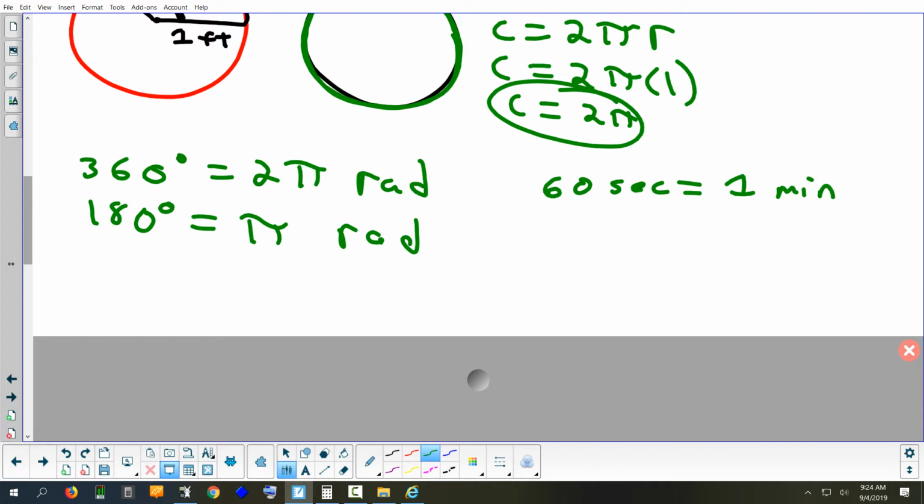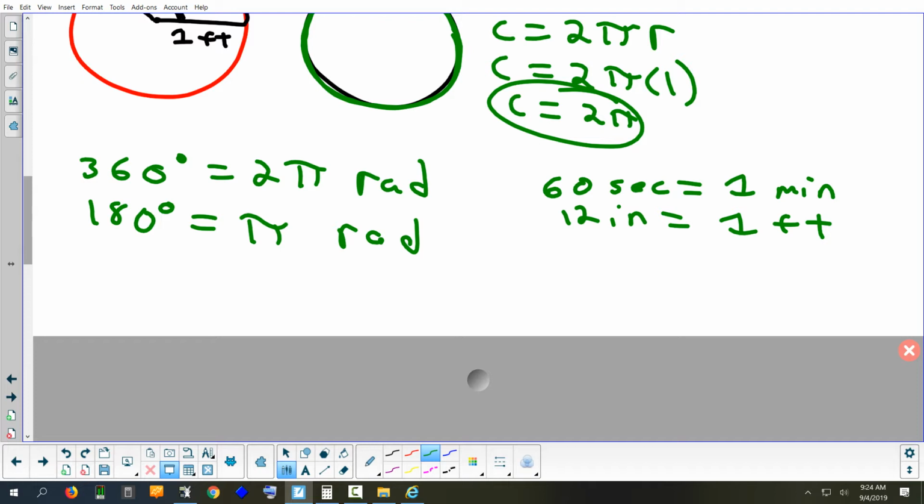Can someone give me another conversion? It could be anything. Length, time, just how do I convert something else to something else? 12 inches equals 1 foot. Now I didn't tell you guys what to tell me. I just said give me a conversion. Both of you gave me a conversion that had the same number in it. What number? 1.